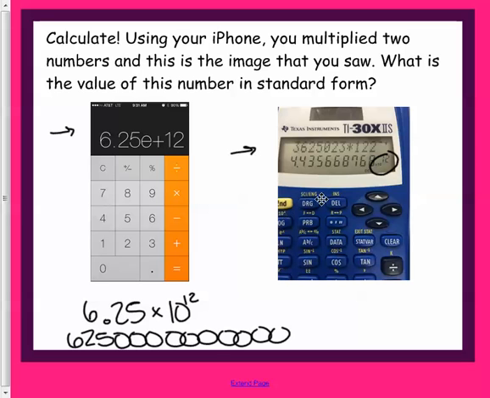It's a little bit easier to see on our Texas Instrument. So you have this crazy number, and it's times 10 to the 12th power. So it is written in scientific notation.